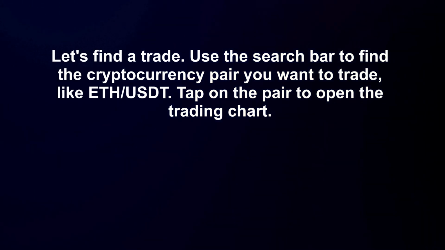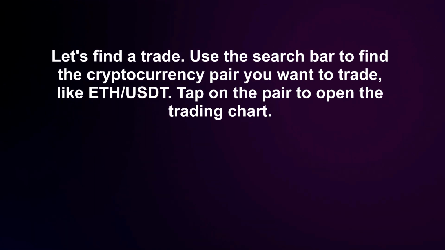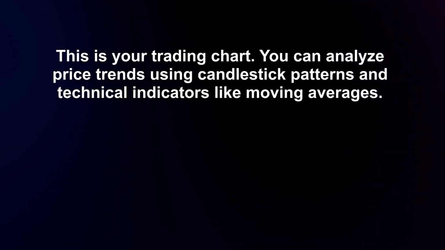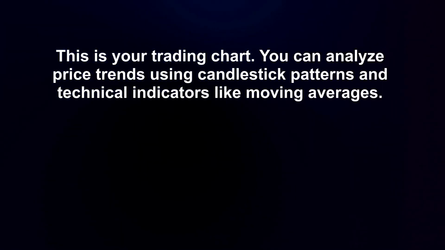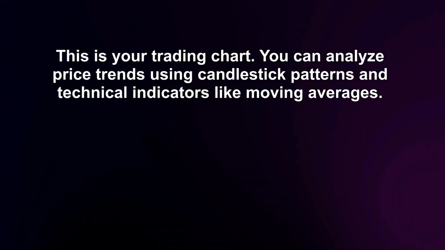Let's find a trade. Use the search bar to find the cryptocurrency pair you want to trade, like ETH/USDT. Tap on the pair to open the trading chart. This is your trading chart. You can analyze price trends using candlestick patterns and technical indicators like moving averages.